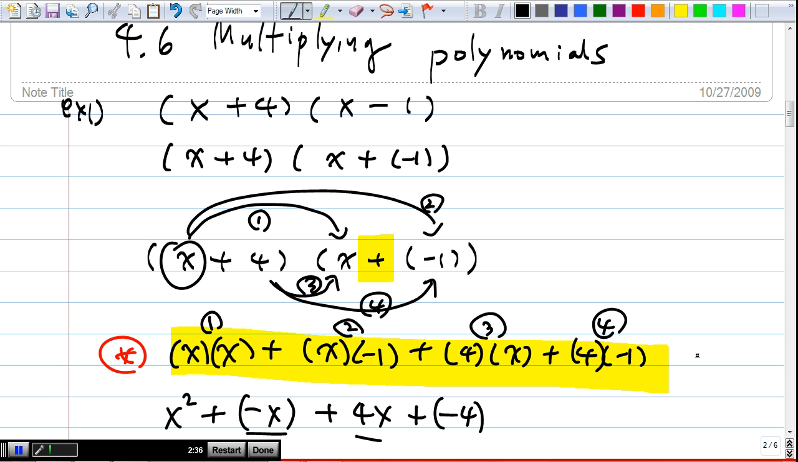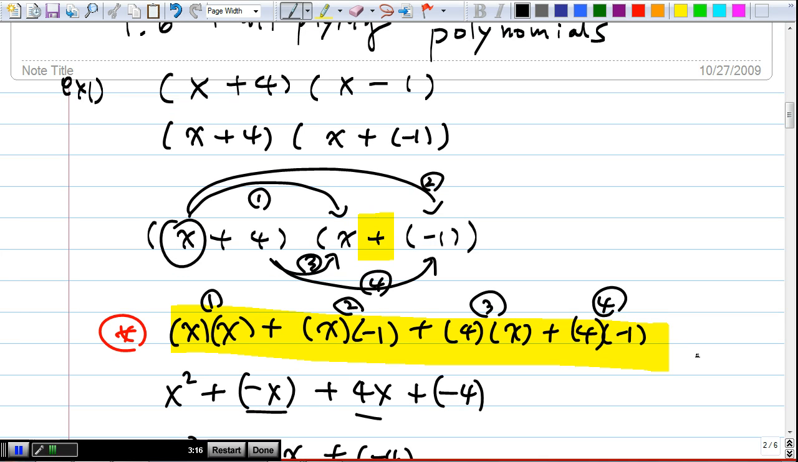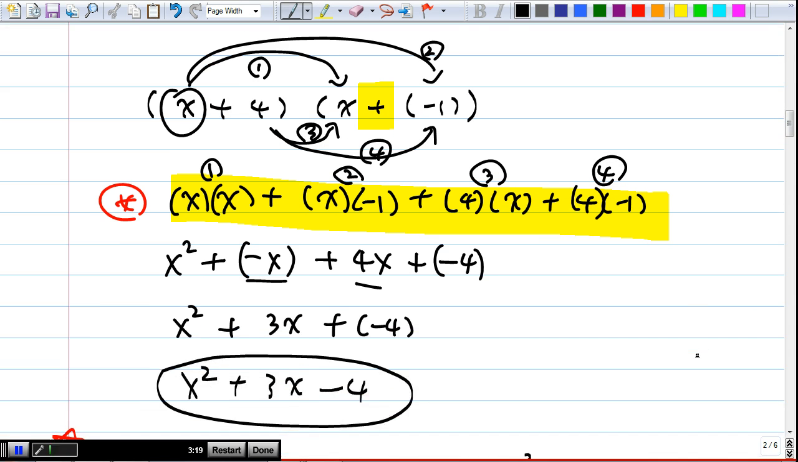Talin, am I done here? No. Why not, Talin? How come I'm not done? Because you have two of the same variables. Yes, well, not the same variable, I have like terms, right? So I have to combine those like terms. So what do I get if I combine those together, Derek? What's negative x plus 4x? So 2x... x squared plus 3x minus 4. Yeah, plus 4 or minus 4, right? So when you simplify, that's what we get.